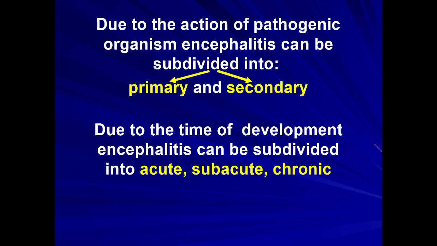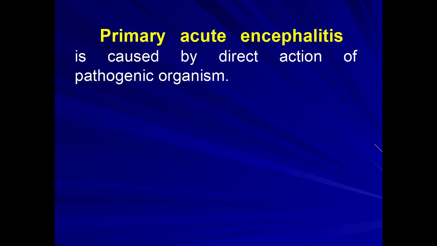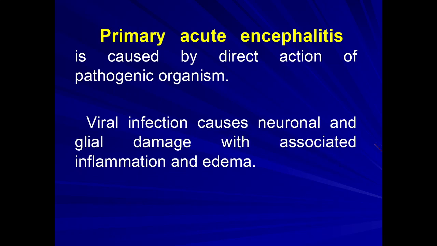Due to the action of the pathogenic organism, encephalitis can be subdivided into primary and secondary, and due to the time of development, acute, subacute, and chronic. Primary acute encephalitis is caused by direct action of pathogenic organisms. Viral infection causes neuronal and glial damage with associated inflammation and edema.